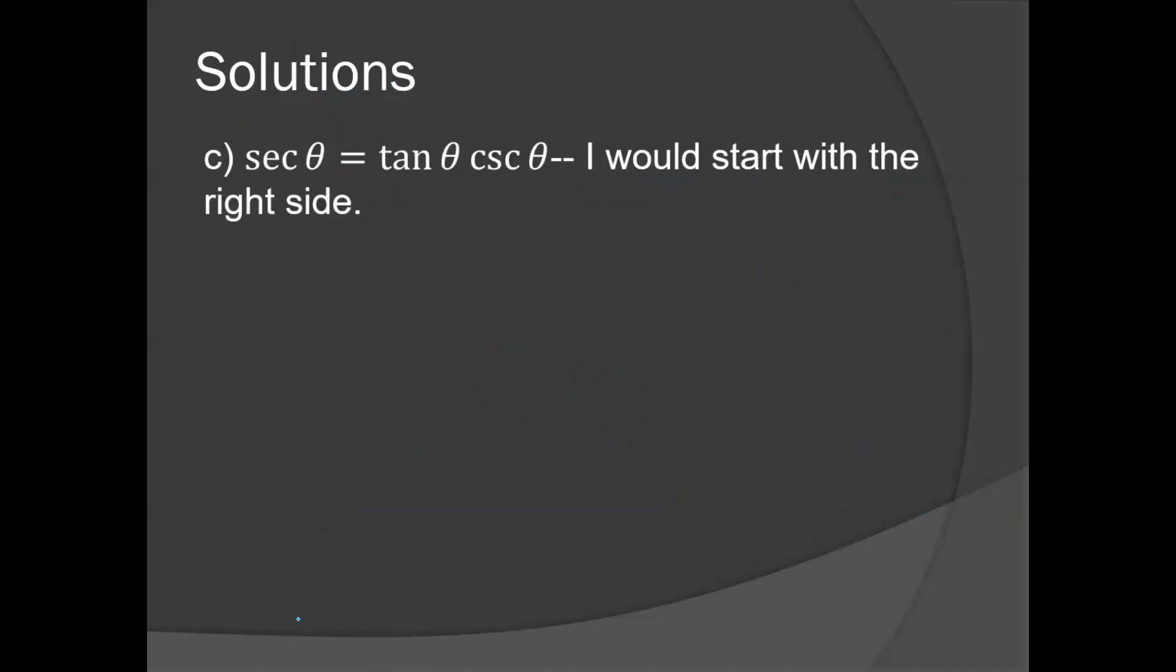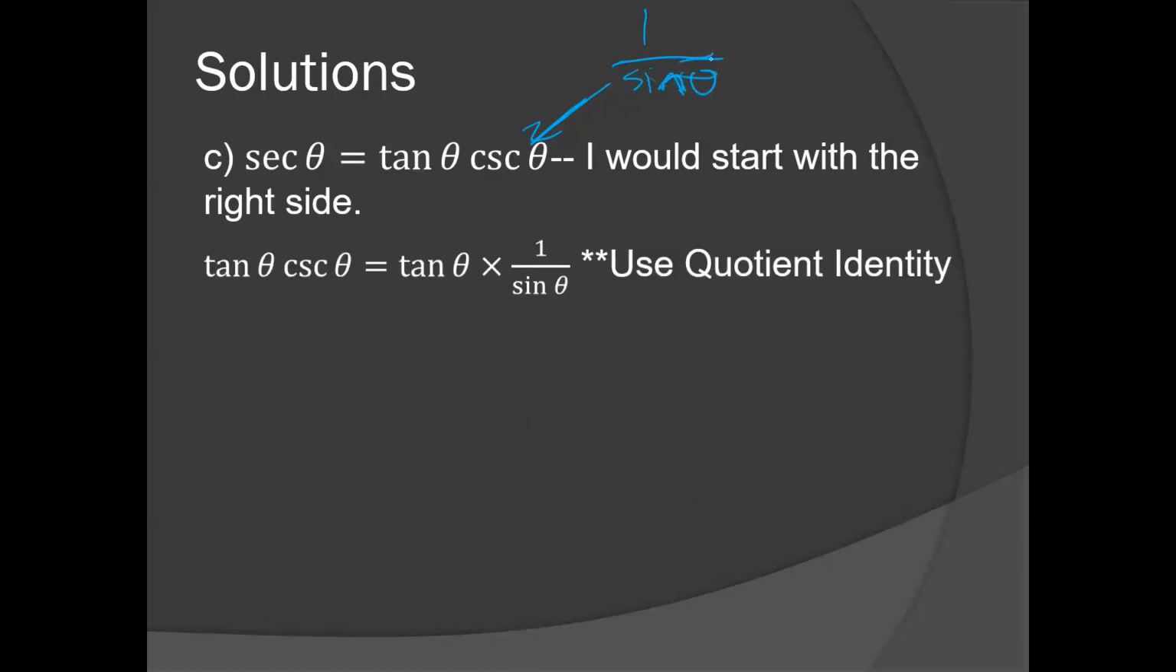Let's look at the next one, part C. So again, always look for the more complicated side. In this case, we switch around our game. It's actually the right-hand side, with cosecant. So you might want to remember, isn't cosecant the reciprocal of sine theta? Hopefully you do recognize that. So we're going to write it as 1 over sine theta. That's a reciprocal there.